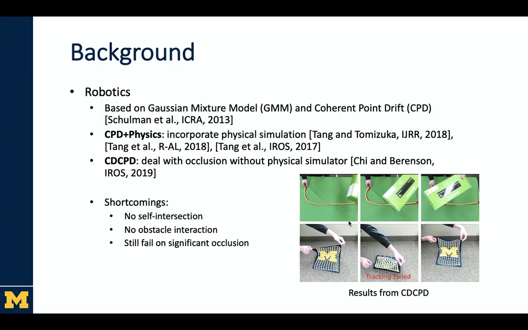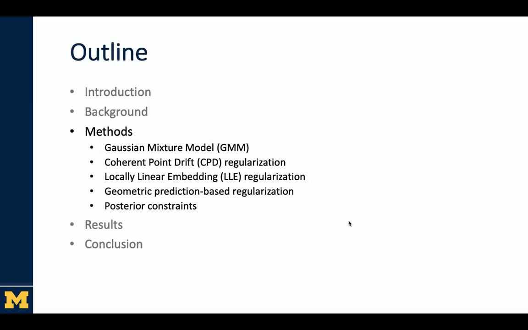The most related works are Shulman's work, which is based on GMM and CPD. There are several works developed from that. We focus on CPD plus 6 and CDCPD in our work. CPD plus 6 incorporates physical simulation for better handling self-occlusion during tracking. However, physical simulator could need a lot of parameter tuning. CDCPD deals with occlusion without physical simulator. But self-intersection and obstacle interaction are not taken into consideration. In addition, it could still fail on significant occlusion.